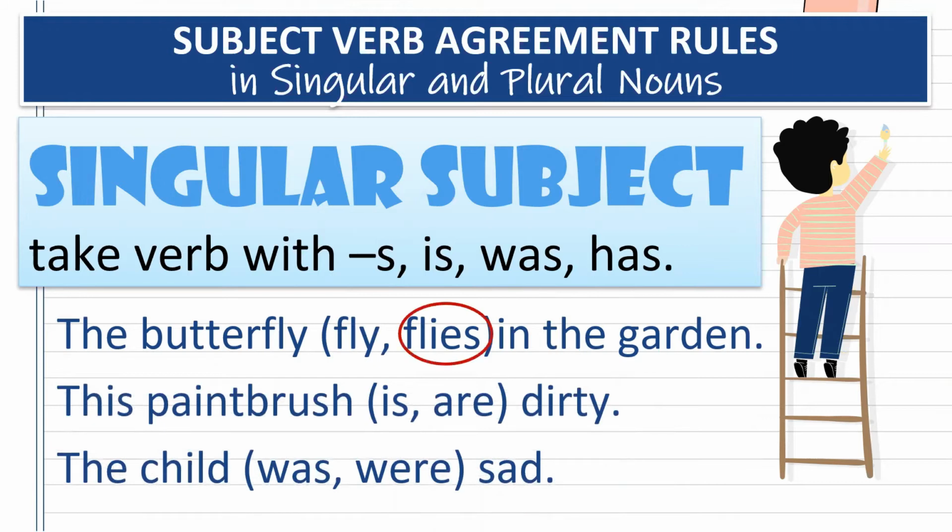Next, number 2, the paintbrush are dirty. Here, our subject is paintbrush, and this is a singular subject. Therefore, we are going to use is. Next, number 3, the child were sad. Since the child is a singular subject, use the verb was.